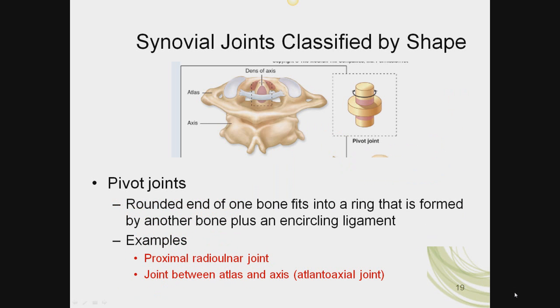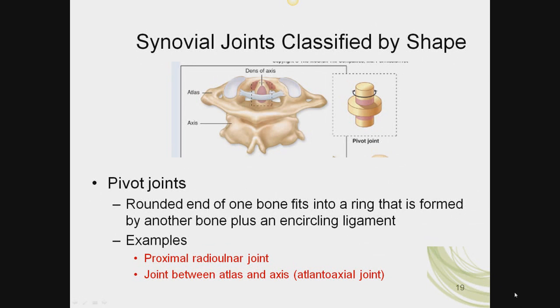A pivot joint is a uniaxial joint in which one articulating bone has a rounded surface which fits into a ring formed by a ligament and another bone. The first bone rotates on its longitudinal axis relative to the second bone. A classic example is the proximal radio-ulnar joint, where the rounded head of the radius pivots along the ulna and permits the radius to rotate. You do this when you pronate and supinate your forearm, I should say.